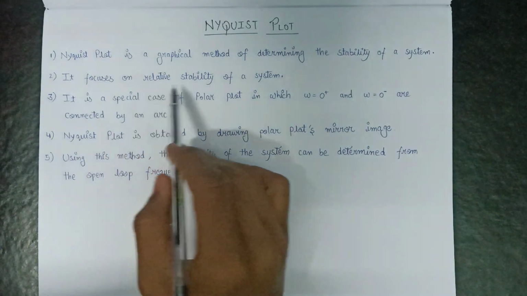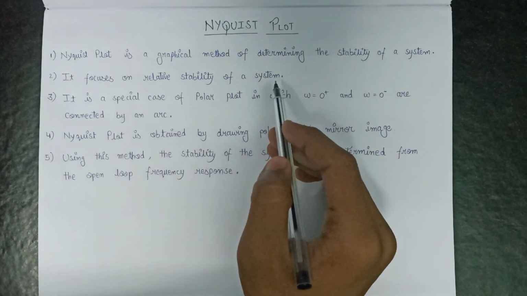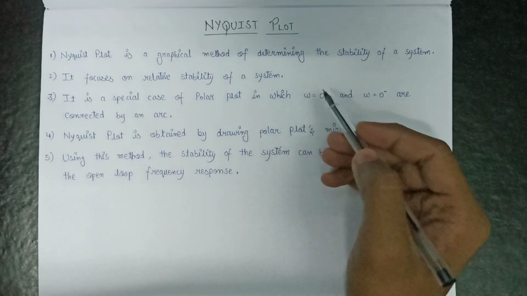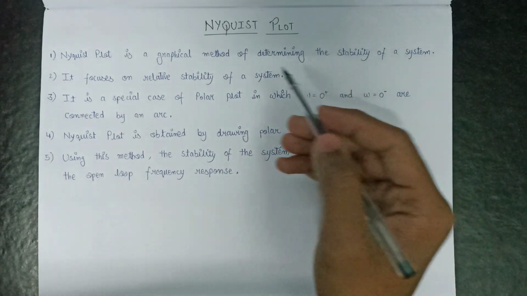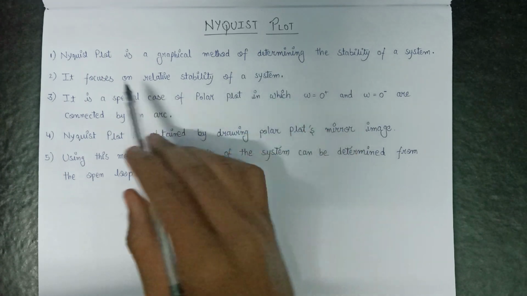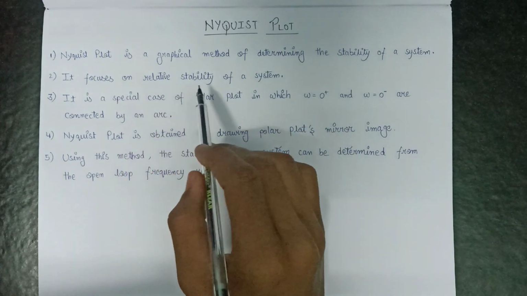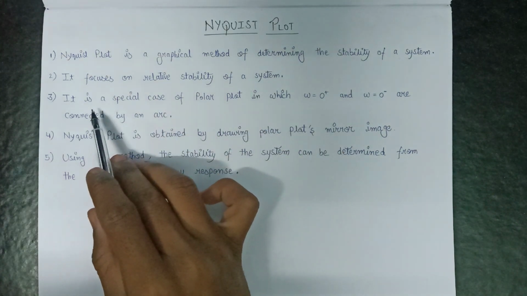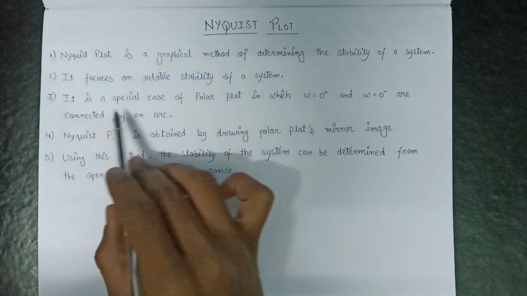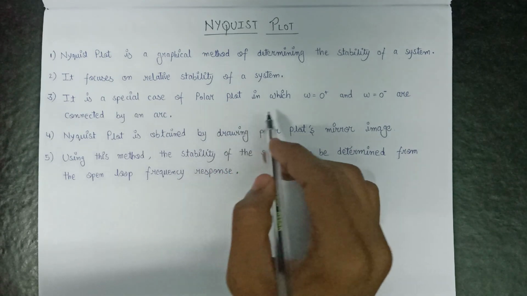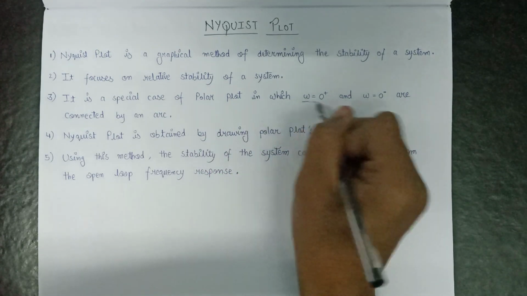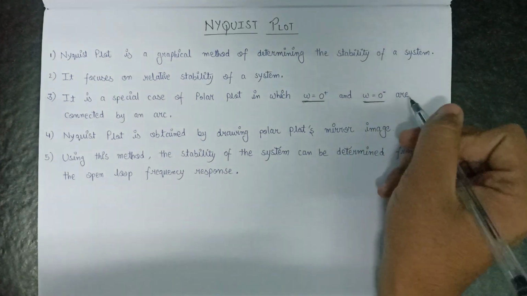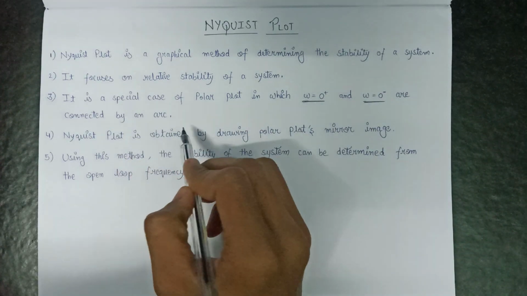It focuses on the relative stability of a system, since we know that the polar plot focuses on the absolute stability, but the Nyquist plot generally focuses on the relative stability of a system. Moving on to the next step, it is a special case of the polar plot in which omega equals plus 0 and omega equals minus 0 are connected by an arc.